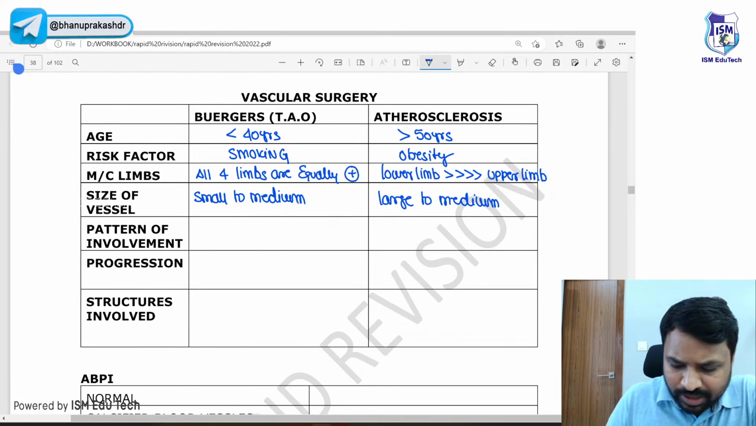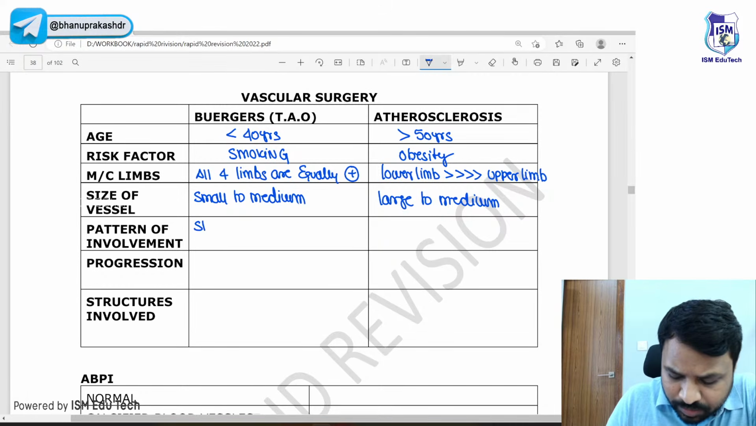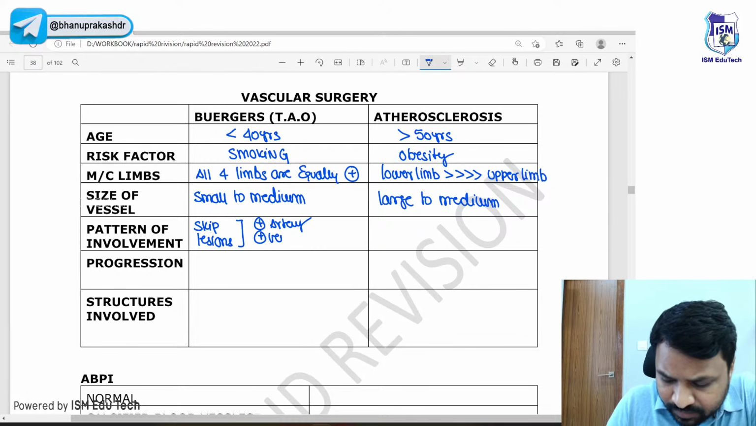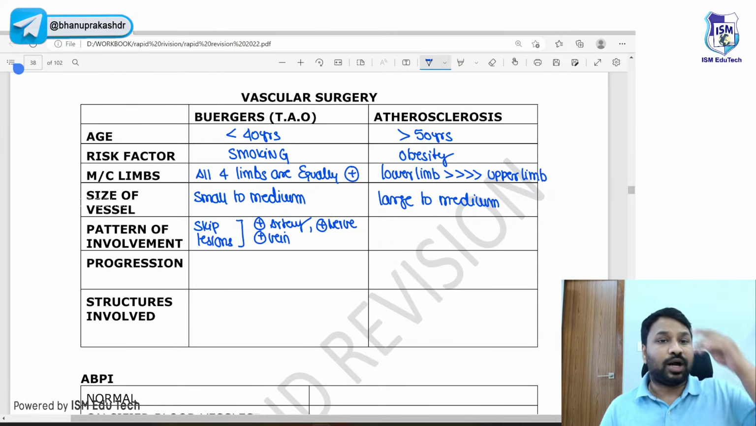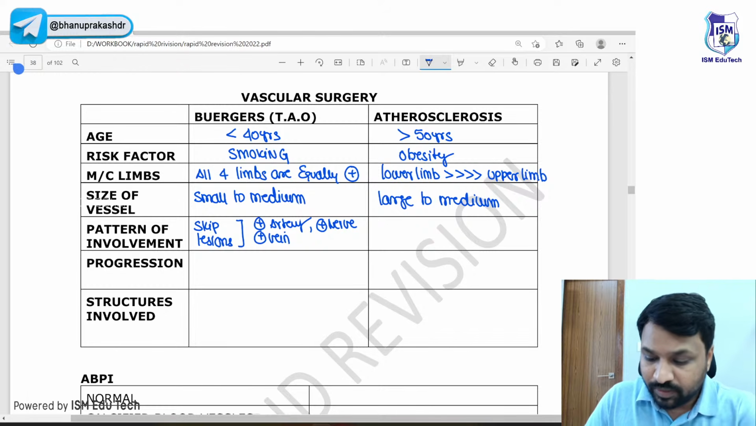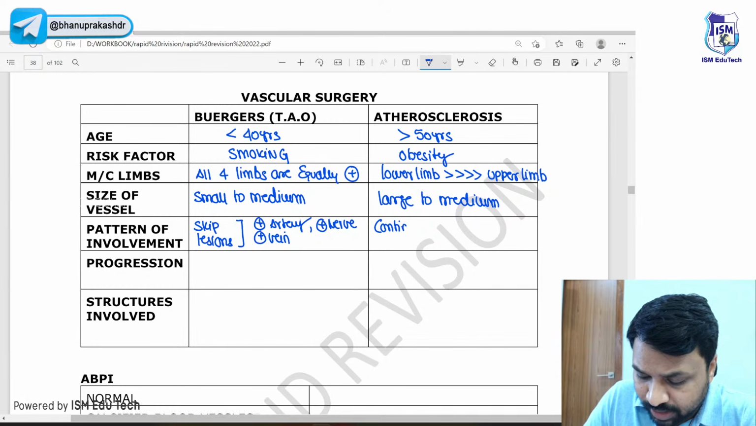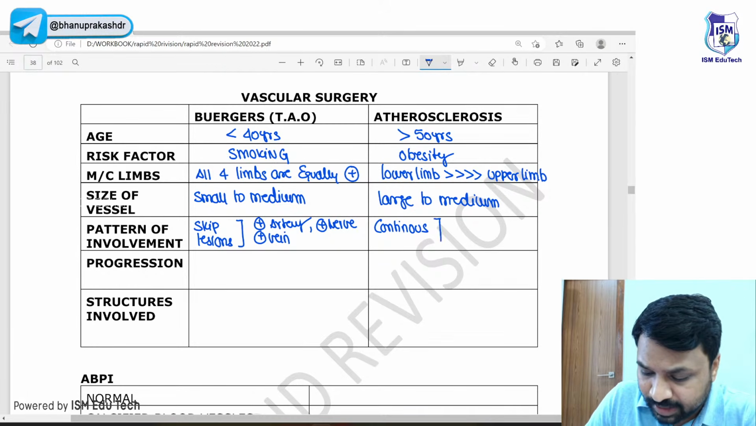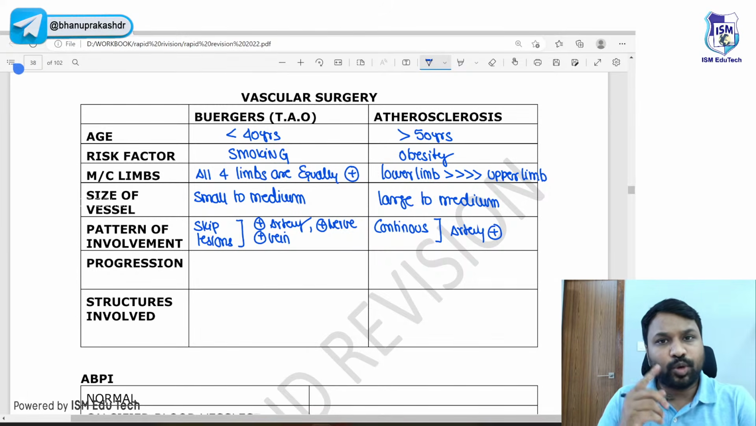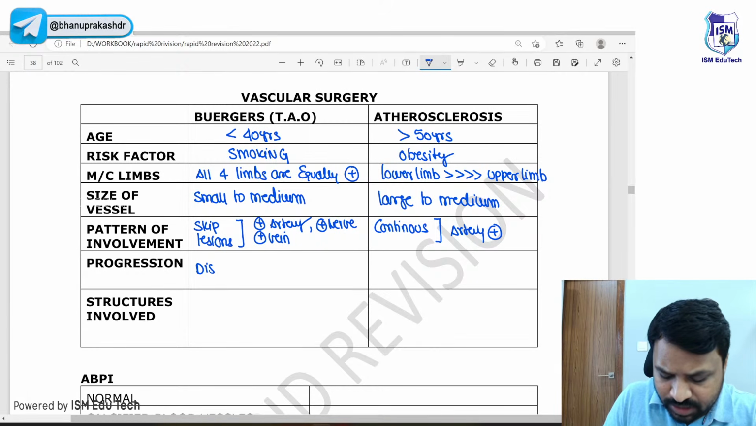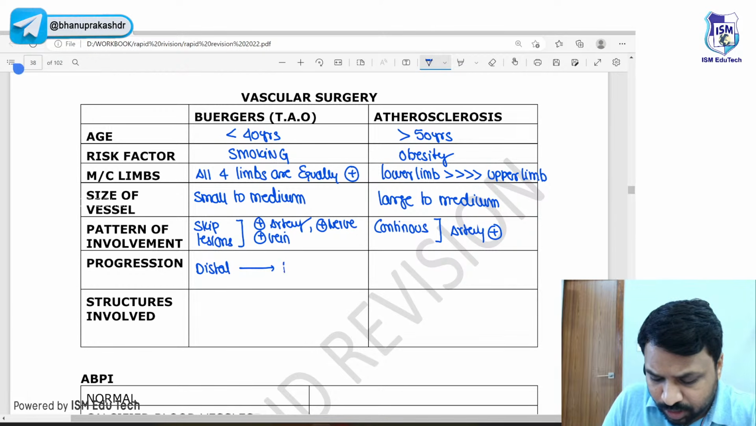What is the pattern of involvement? Remember, in Buerger's, it will be skip lesions, right? It is not a continuous lesion, and this skip lesion will be involving the artery, the vein, and it is also going to involve the nerve, right? So artery, nerve and vein, all three structures are involved, whereas atherosclerosis is going to be in a continuous manner, and that too only the artery is involved. The progression for Buerger's is always from the distal end of the vessel to the proximal end of the vessel.